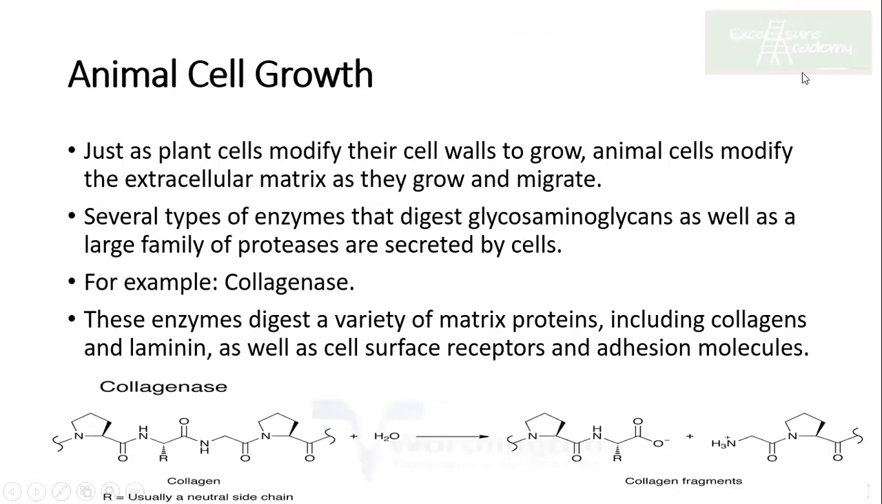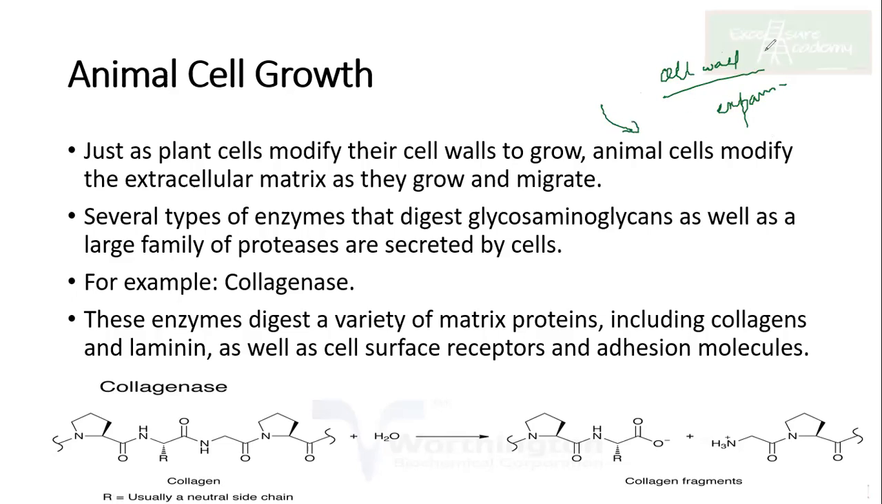Okay, now coming to the animal cell growth. Just as plant cells modify their cell walls to grow, animal cells also modify the extracellular matrix as they grow and migrate. So in the case of the plants, what did we see? That the cell wall becomes loose with the help of the expansins, and it gets stretched when the water is being stored in the vacuole, right?